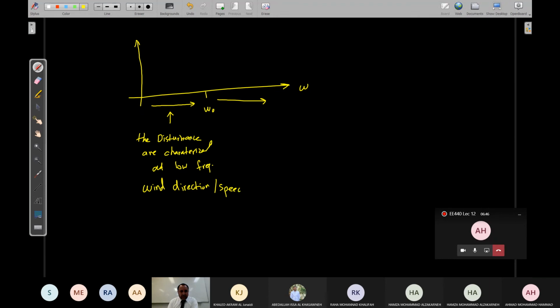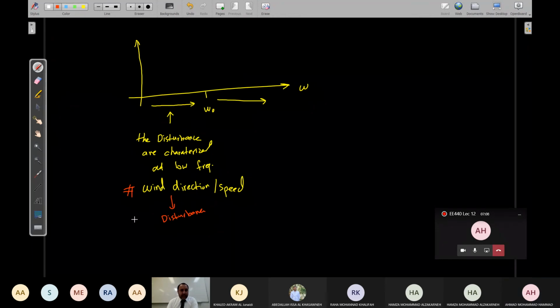Now, in general, does the wind direction and speed change in high frequency or low frequency? In low frequency. So this is a disturbance, yes? Yes or no? Oh, yes.